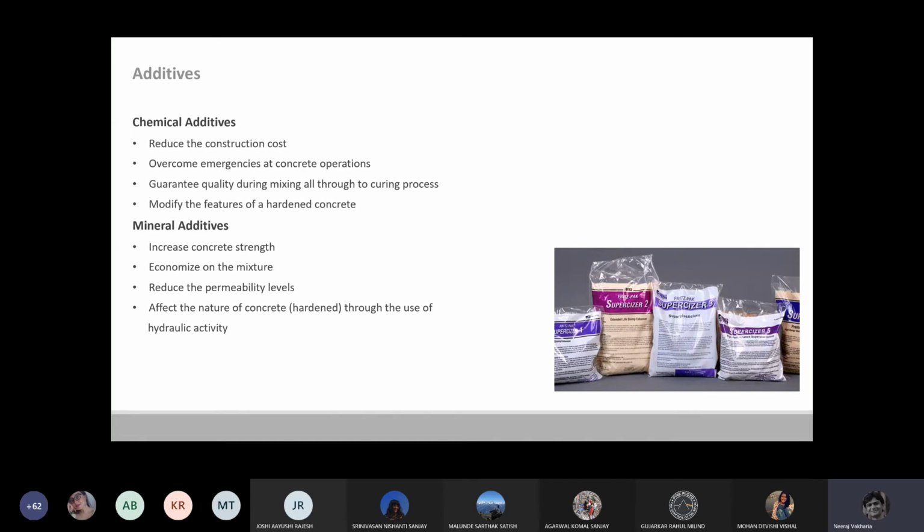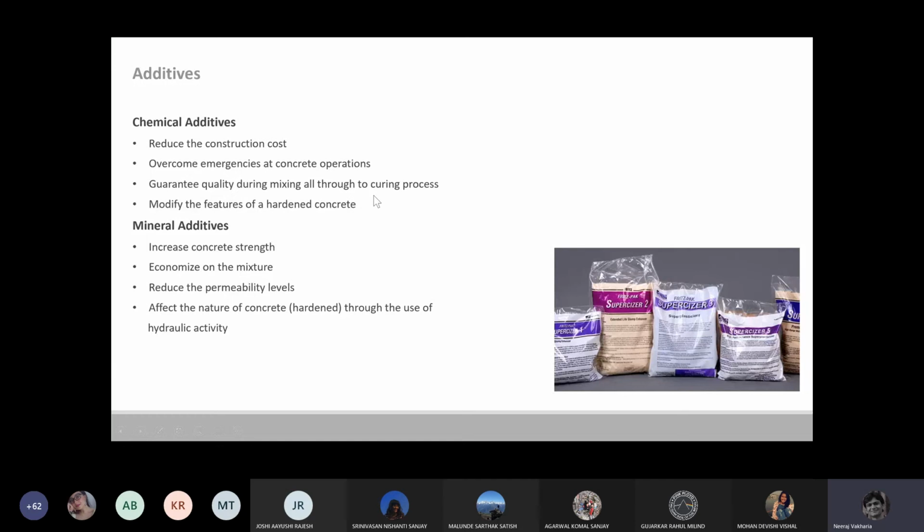Okay, then overcome emergencies in concrete operations. Generally when we are on site, sometimes what happens is the RMC truck, the ready mix concrete truck, gets stuck in traffic, or it reaches early or it reaches late, or anything can happen. During that time we have to control the setting time of concrete. We might have to increase or reduce it as per the condition. So that's why we also use chemical additives.